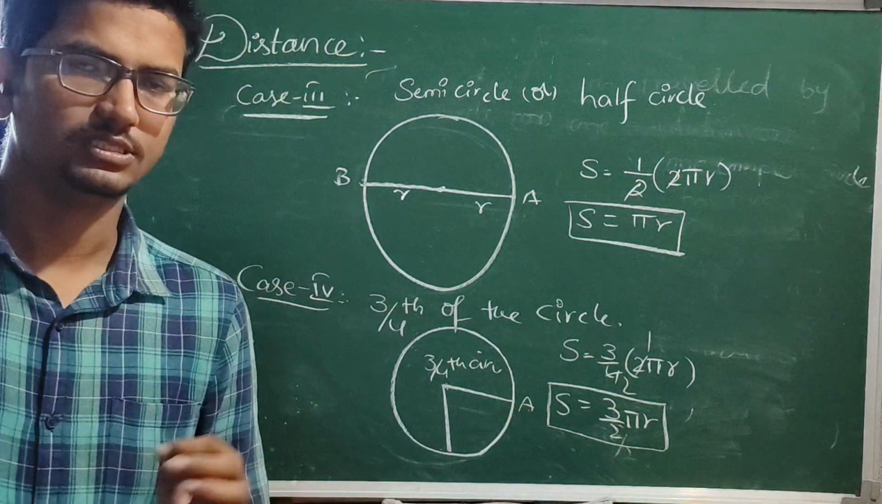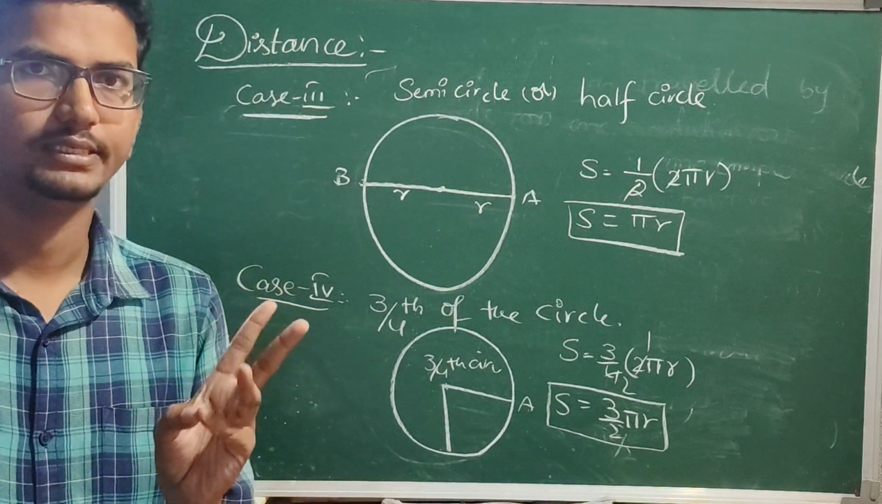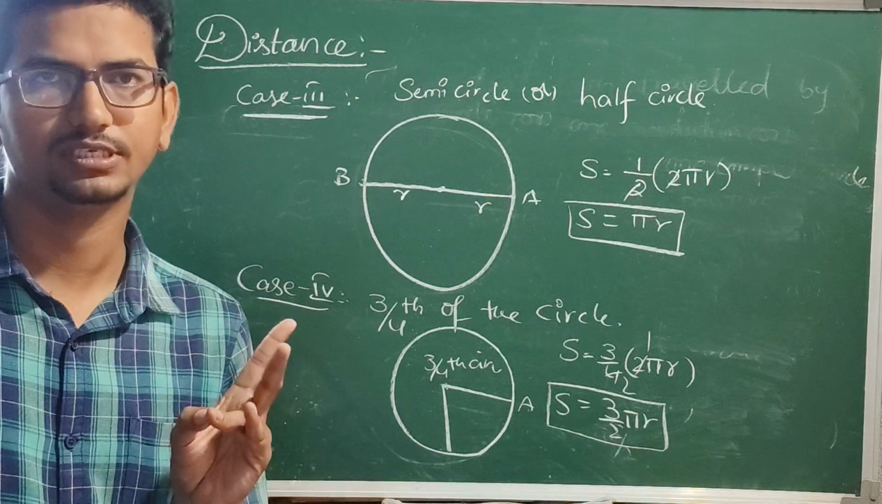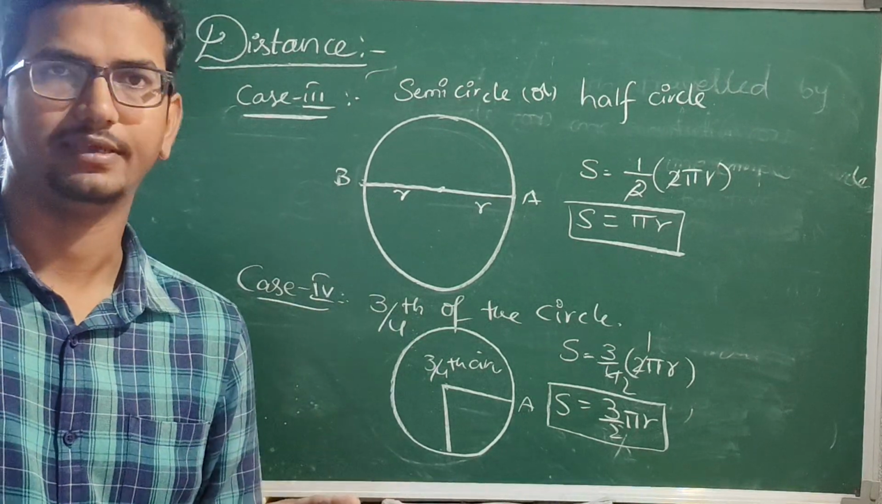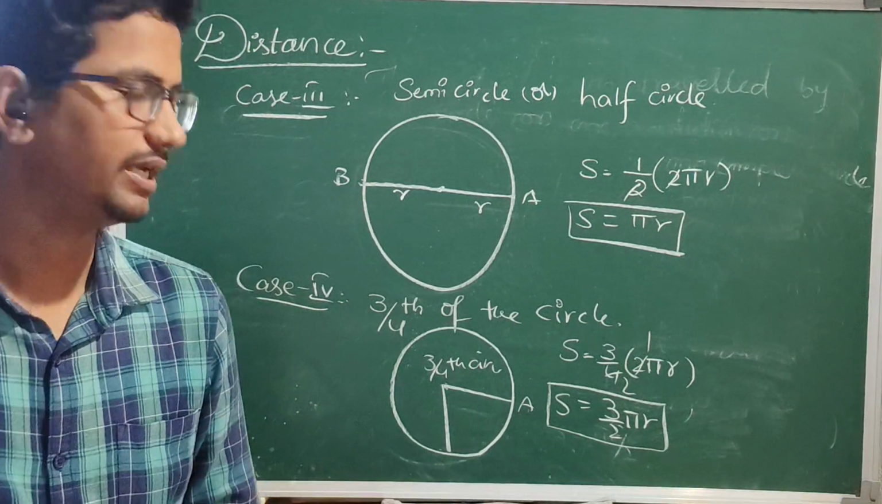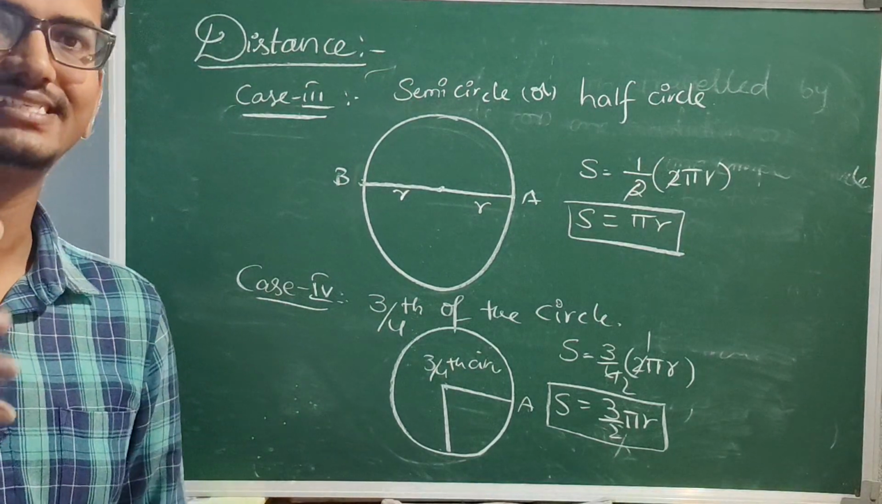These are the formulas. The first one is full circle, that is 2 pi r. Next, 1 by 4th circle means pi r by 2. Next, semicircle, that is pi r. Next, for 3 by 4th circle, 3 by 2 pi r. These are the four formulas of the circular path to find the distance.